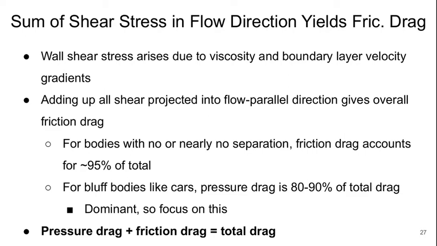But for a bluff body like a car, the pressure drag actually ends up being 80 to 90% of the total. So that's dominant, so we'll focus on that instead. And again, remember, the pressure drag plus the friction drag is the total.